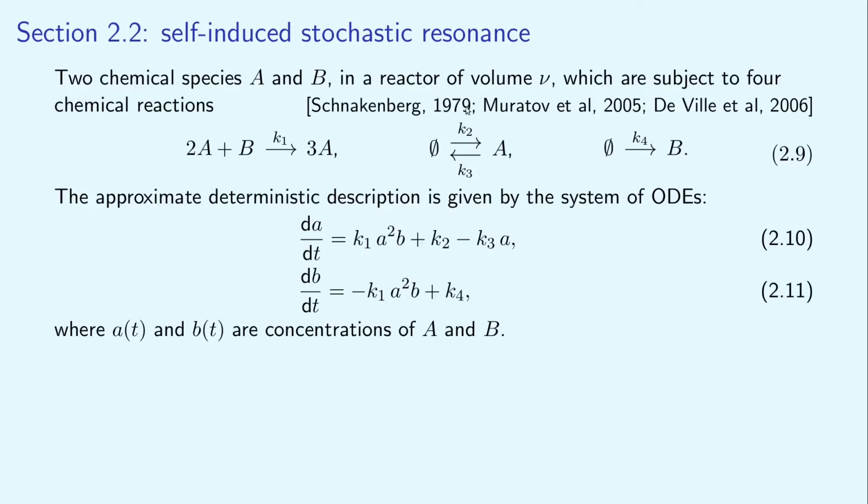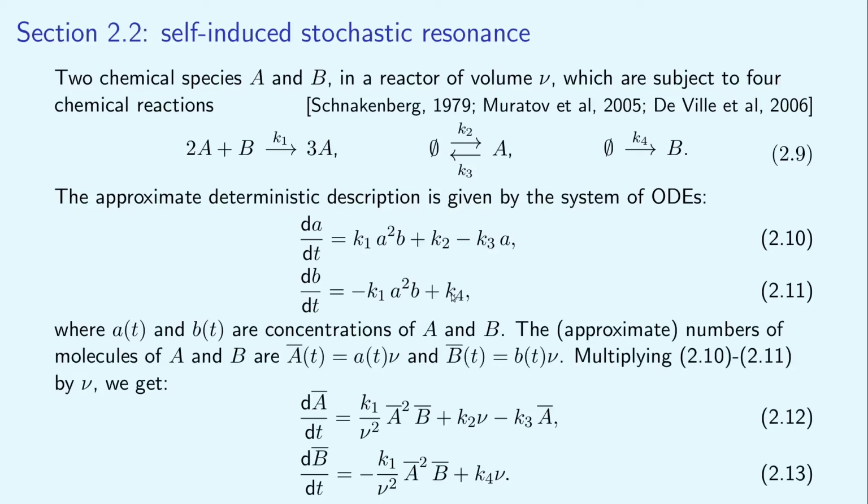The production and degradation of A is reflected in these two terms, K2 minus K3A. And the production of B corresponds to this constant term K4.